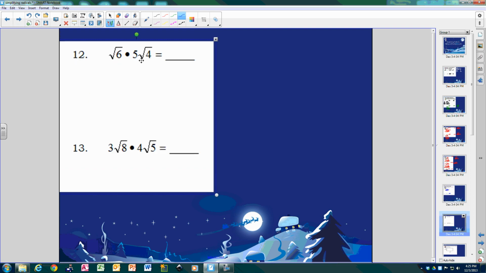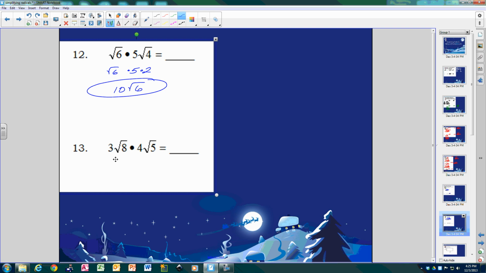So for example, this one, this is the square root of 6 times 5, but I know the square root of 4 is 2, so that's really 5 times 2. Well, 5 times 2 is 10, and then the square root of 6 is a decimal, so I leave it like that. You always want to put your square root symbol after a whole number.